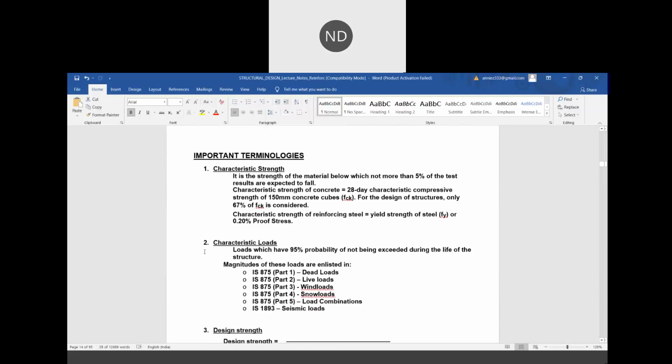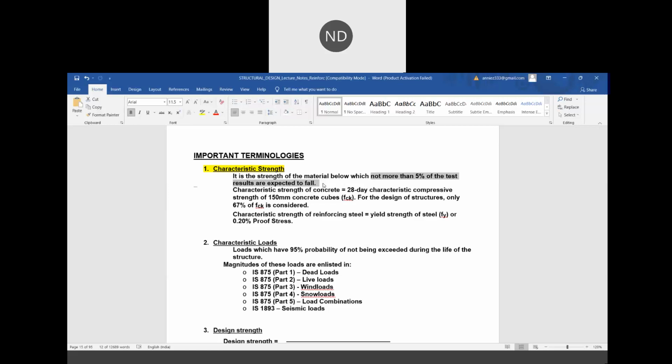Now there are some important terminologies which you need to know. That is characteristic strength. You already know what that is. It is the strength of the material below which not more than 5% of the test results are expected to fall. This is a very important thing. You may be asked this question.